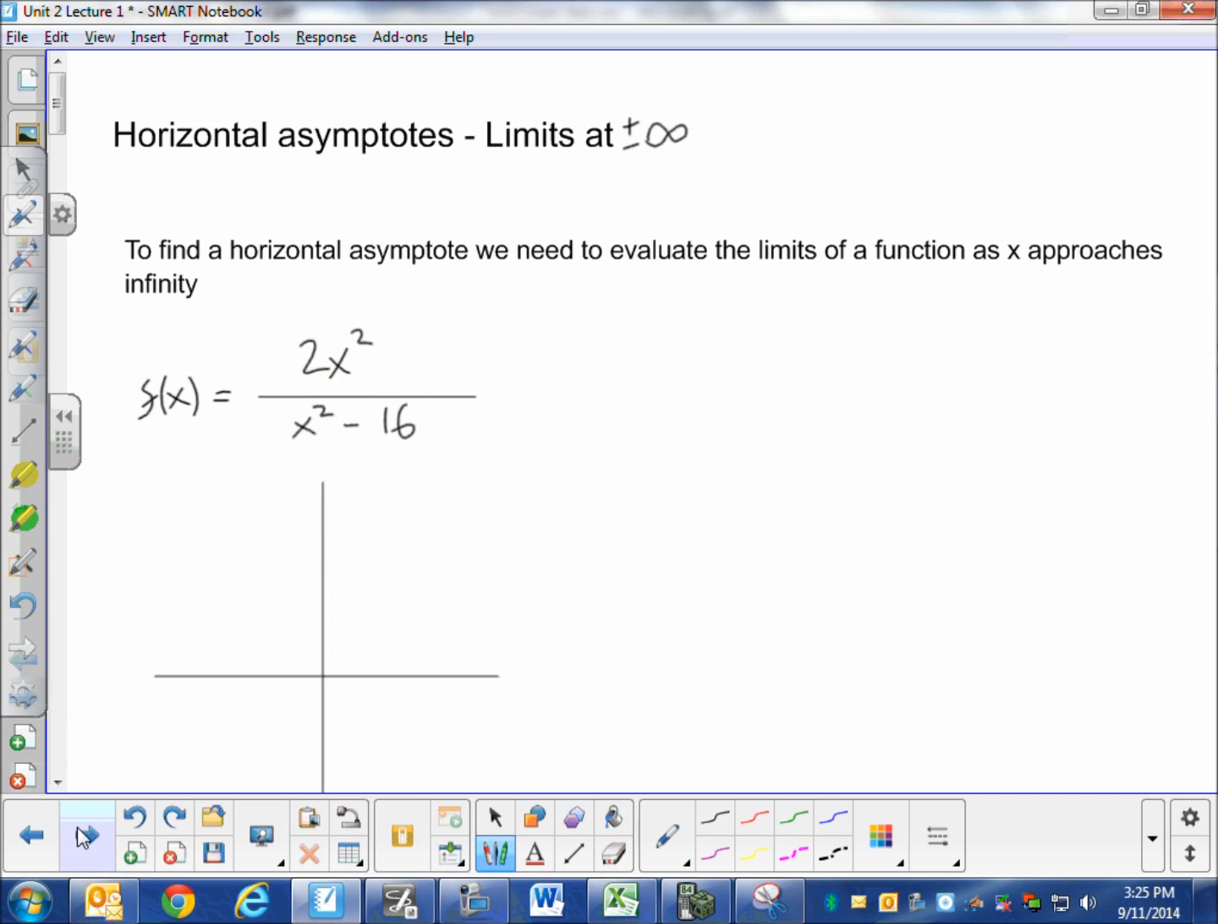Let's do horizontal asymptotes. We're not done yet. We go bell to bell here. Fourth period B days. We always go bell to bell, Miss Carr. Get used to it. Here we go.